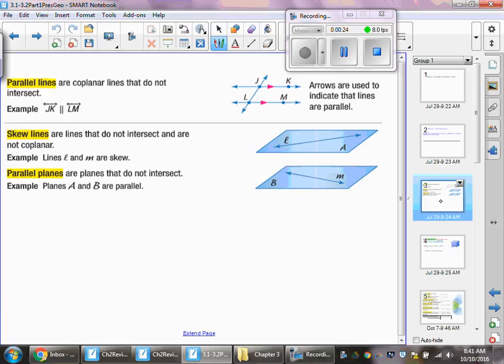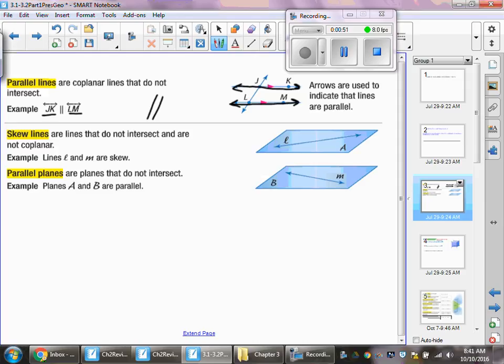First vocabulary word is parallel lines. They are coplanar lines that do not intersect. The way you denote that is these two parallel lines, JK and LM. Notice line JK and line LM are parallel. This symbol here is the shortcut for how you denote parallel.